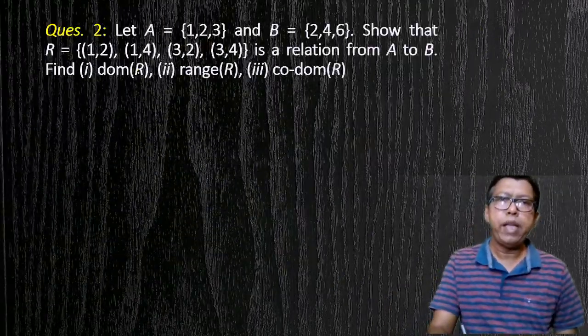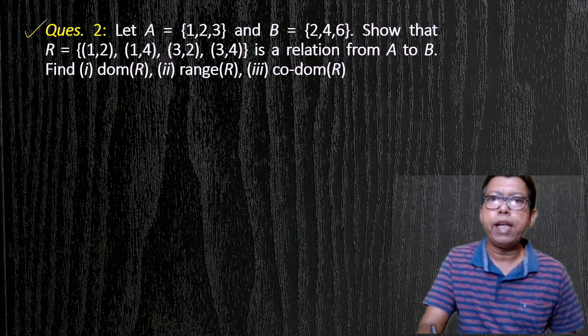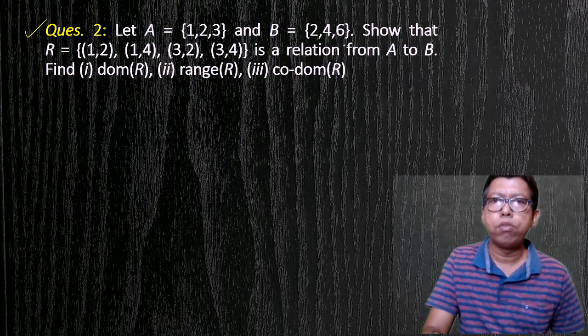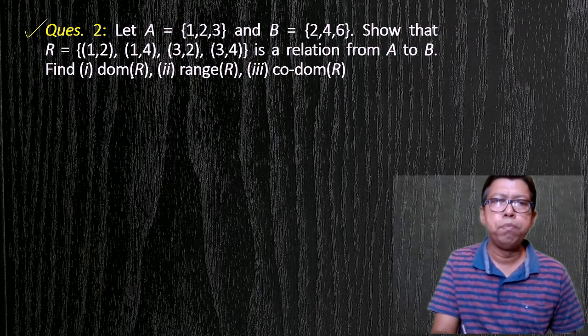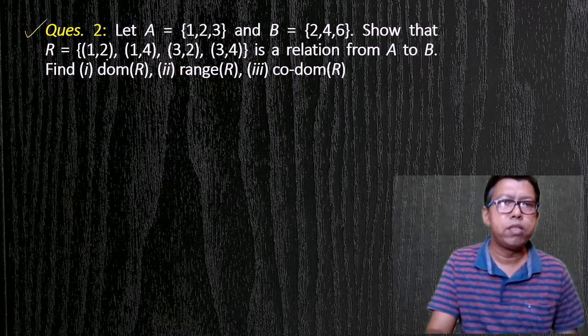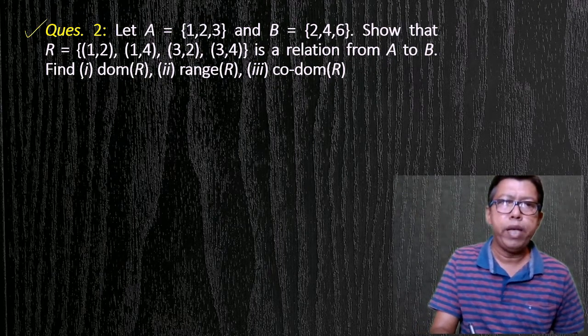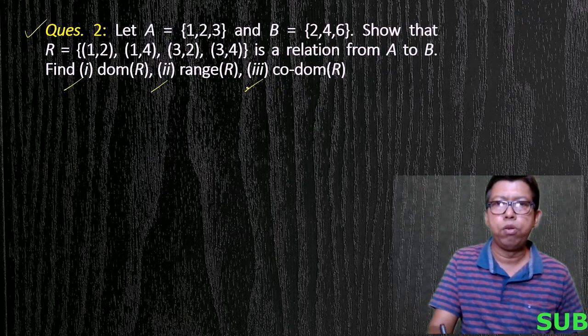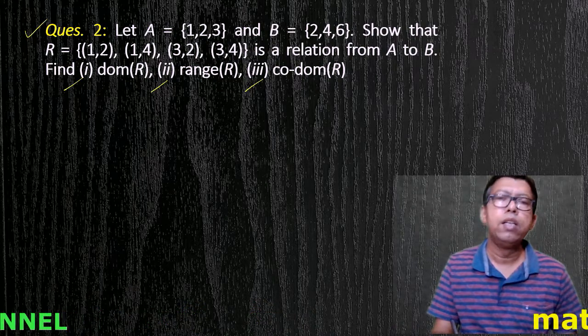Okay, next page. We take a question. Let A be equal to {1, 2, 3}. This is a set, and B is another non-empty set {2, 4, 6}. Show that the relation R {(1, 2), (3, 4)}, which is nothing but elements in ordered form, is a relation from A to B. Find the domain, range and codomain. The codomain is obviously the last set, that is the set B.